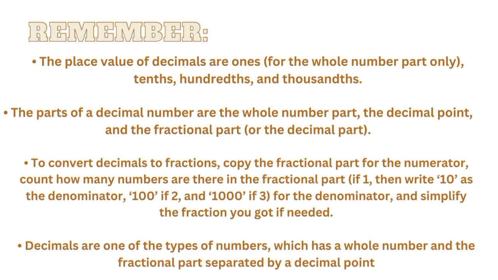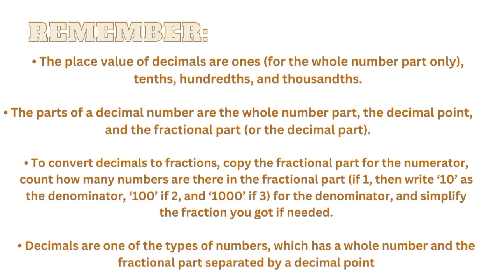To convert decimals to fractions, copy the fractional part for the numerator, count how many numbers are there in the fractional part. If 1, then write 10 as the denominator, 100 if 2, and 1000 if 3, for the denominator, and simplify the fraction you got if needed.